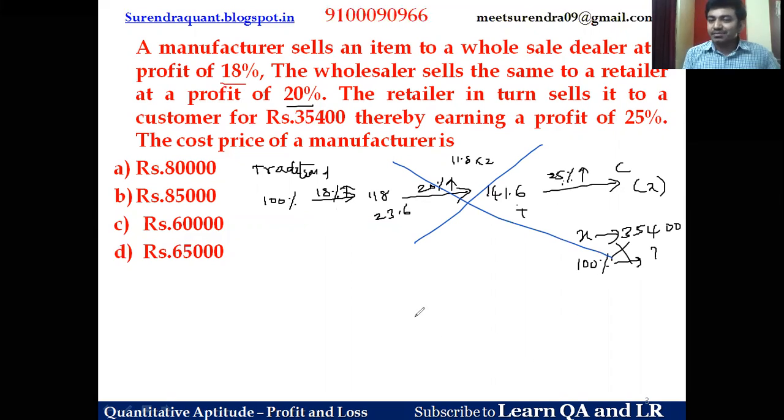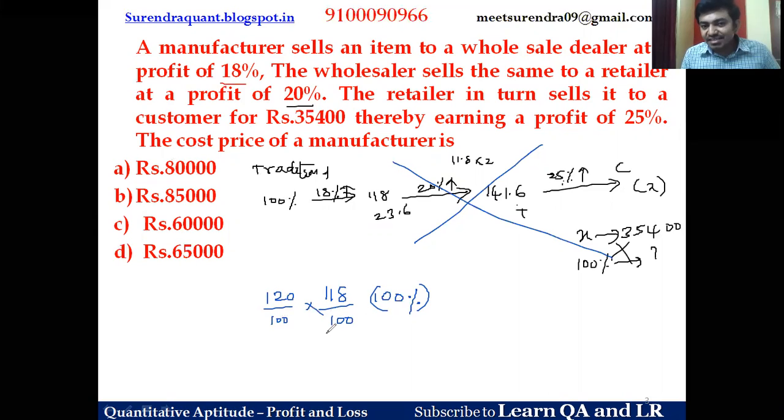That is very simple. Let us say the manufacturer cost is 100%. He sells to the wholesaler at 18%, right? So his gain is 18%, and 118% of CP is the selling price. Now the wholesaler sells to the retailer at 20% profit. 20% profit means 120% of CP.